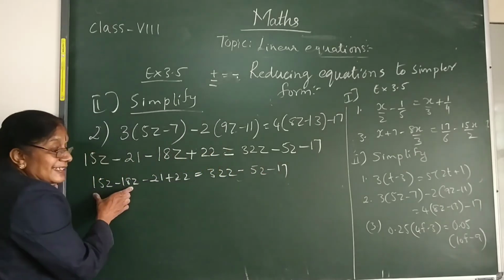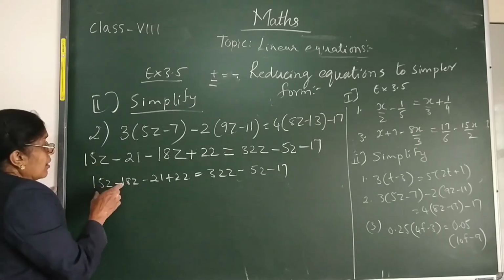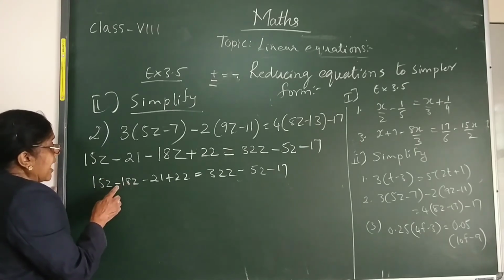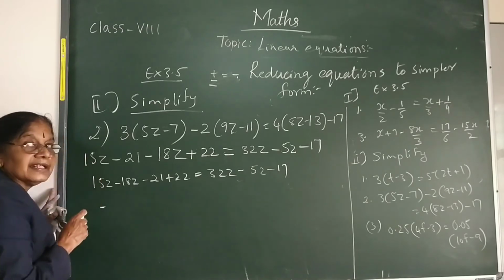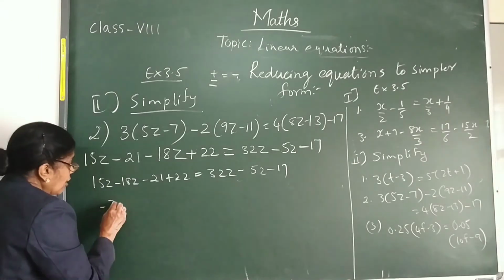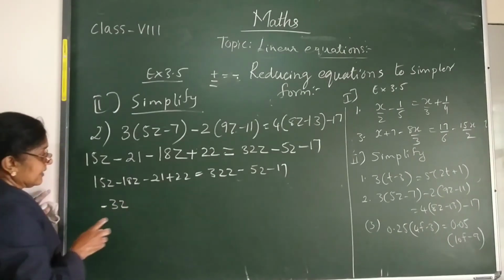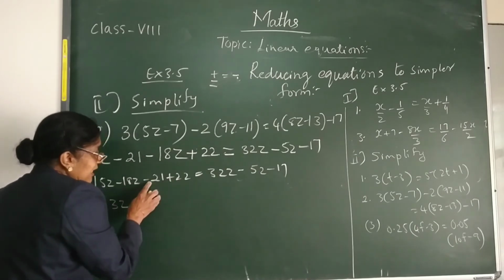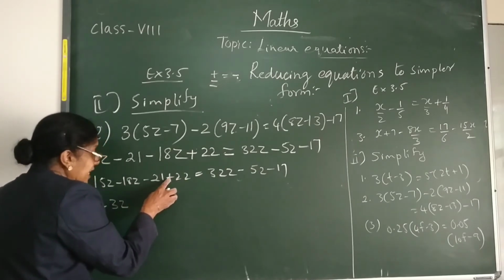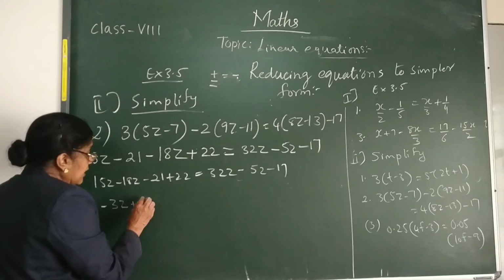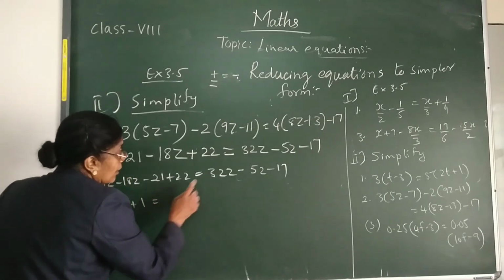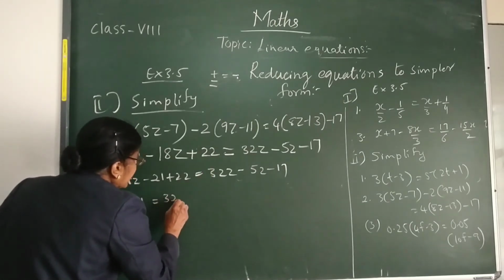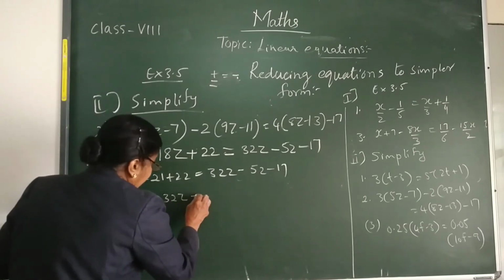Like terms we can subtract and add. See here also, 18 is the bigger number, the sign is minus, so the answer will be minus. 18 minus 15 is how much? 3, so I got minus 3z. Here, 22 and 21, the bigger number is 22, what sign is there? Plus. 22 minus 21 is how much? 1 is equal. Here, 32z will remain as it is, minus.